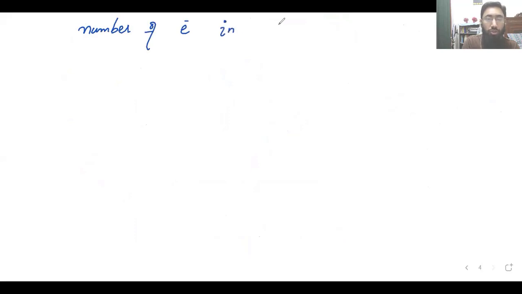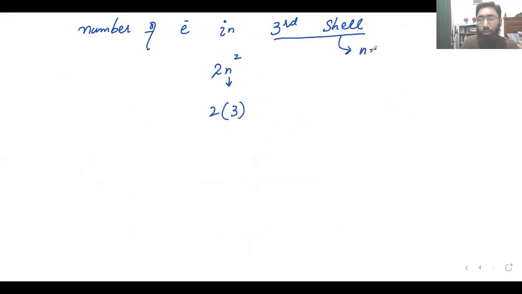Now suppose I want to calculate the number of electrons in the third shell by using the formula, and the formula is 2n raised to power 2. Now in place of n, I will put 3, because I know for the third shell n is equal to 3. And when I solve this, anybody have any idea? You can share your answer in the chat box. What should be the answer when I solve it?